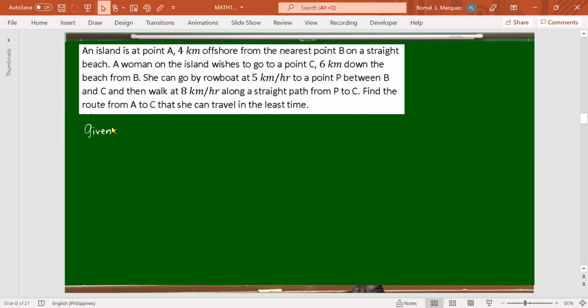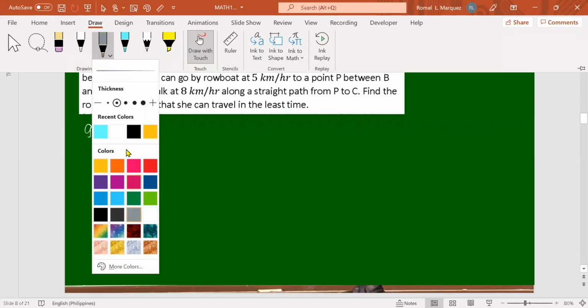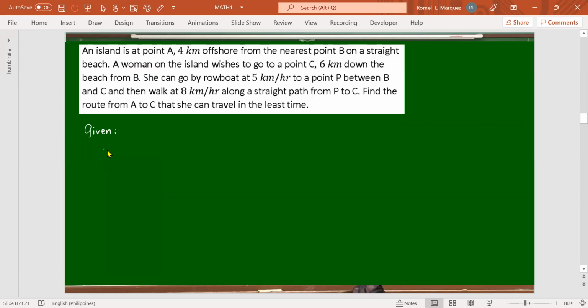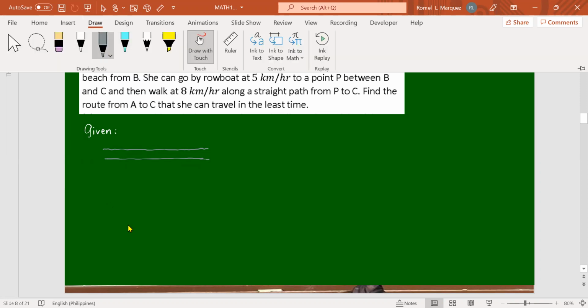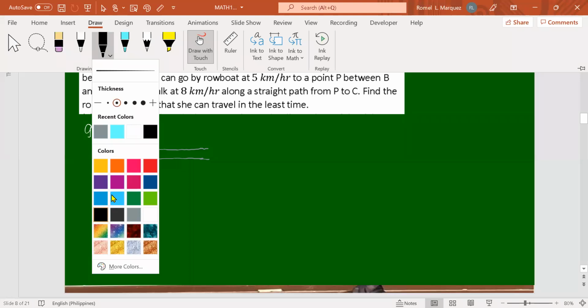An island is at point A, 4 kilometers offshore from the nearest point B on a straight beach. So there is a beach. Let's say gray. This is the straight beach. Something like this, guys. The offshore is somewhere here perhaps. So we have the island. Here's the island.